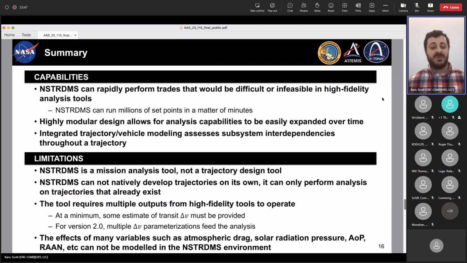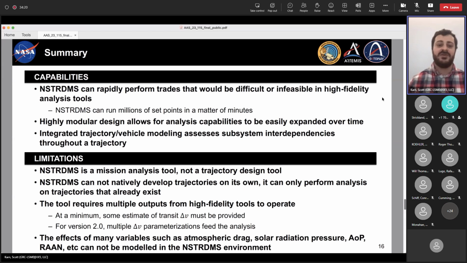There's also a lot of effects that we ignore in NSTRDMS that do come into play in the higher fidelity solutions. I talked a little bit about the initial orientation of our parking orbit. There's also things like atmospheric drag, solar radiation pressure, and varying amounts of plane changes required in our alignment phase that may not be captured once you start ignoring the 3D environment that you would get in Copernicus. So NSTRDMS is not meant to be a high fidelity solution.